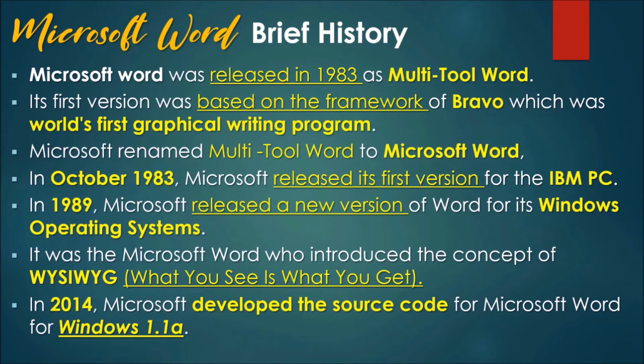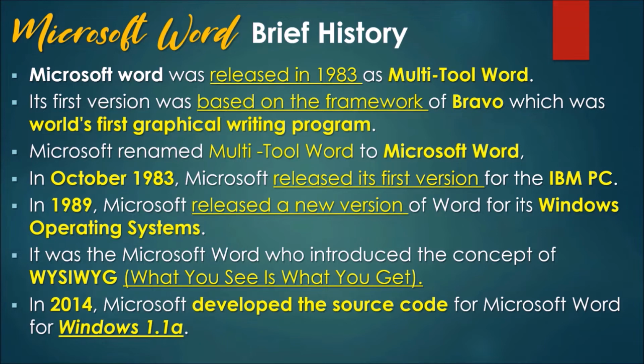Microsoft Word was released in 1983 as Multi-Tool Word. Its first version was based on the framework of Bravo, which was the world's first graphical writing program. Microsoft renamed Multi-Tool Word to Microsoft Word. In October 1983, Microsoft released its first version for the IBM PC.